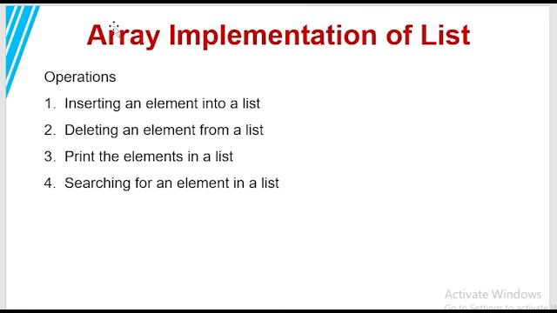We'll see the operations performed in these two implementations of list. First we'll see the operations performed in array implementation, and then we'll see how the operations are performed in linked list implementation of list. Some of the operations in array implementation are inserting an element into a list, deleting an element from a list, printing the elements in a list, and searching for an element in a list. We'll see all the operations with an example.